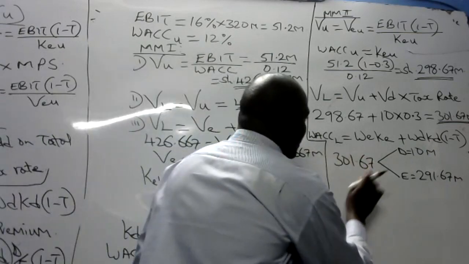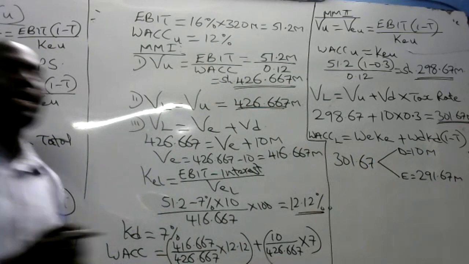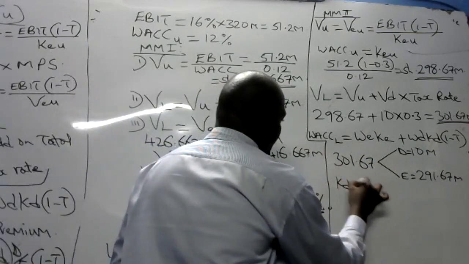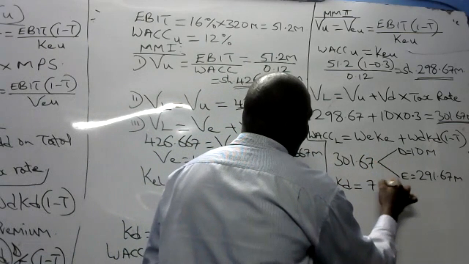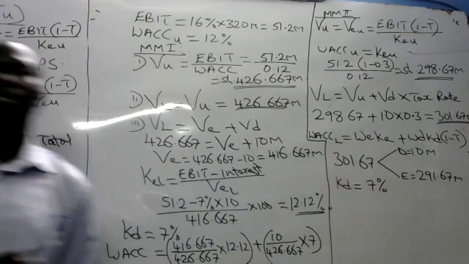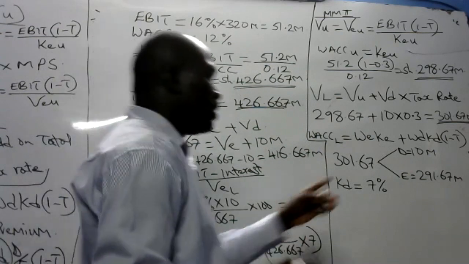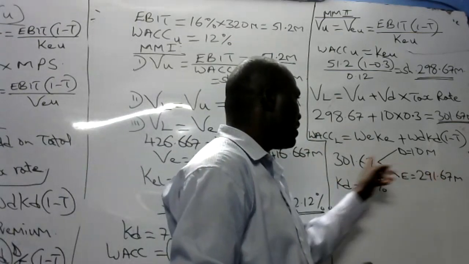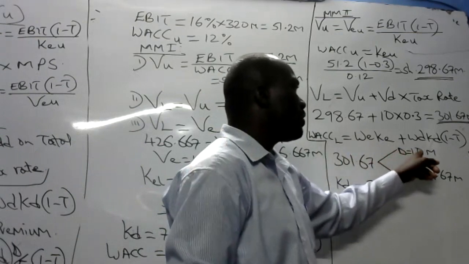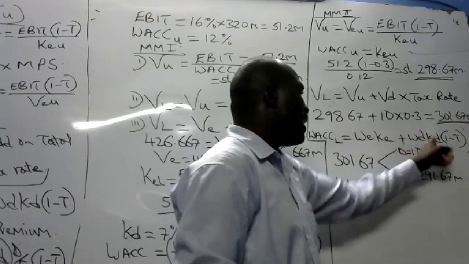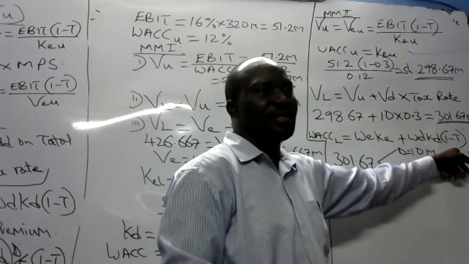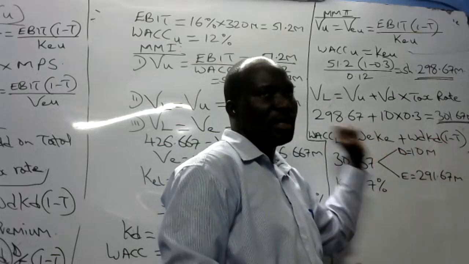We have KD. Was it 7%? Don't adjust for tax here, adjust later, because we are looking for the risk premium. Now, we have the weight of equity, this divided by this. We have the weight of debt, this divided by this. We have KD 7%. We have tax. What remains is what? KE.